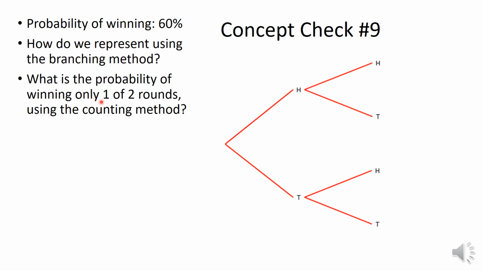All right, so that means that you might win the first time and lose the second time, or you might lose the first time but win the second time. So both of those would be cases of winning only one of 2 rounds. So what is the probability of winning only one of 2 rounds using the counting method? All right, so go ahead and work that out, and that is the end of the slideshow though.